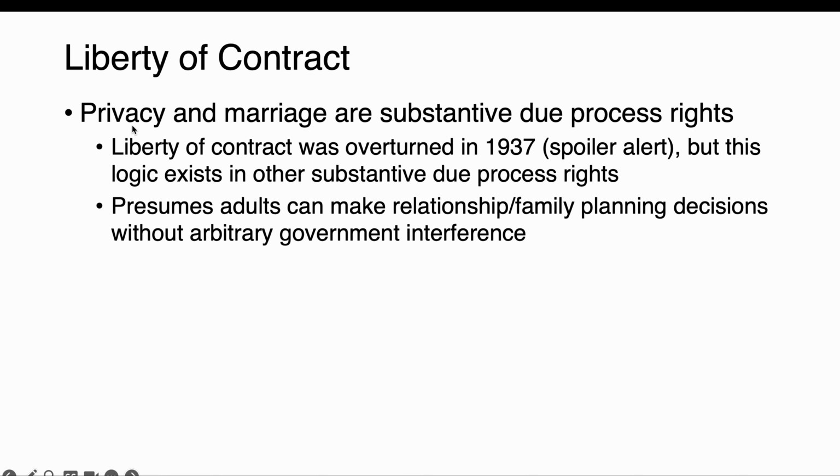The other due process rights, substantive due process rights, that were protected around this time included, believe it or not, privacy in marriage. Although by 1937, the freedom to make your own economic decisions, the liberty of contract doctrine, got overturned. That's why, on that first slide, I said you don't need to memorize these dates except for this one. And we'll get to that case next week.